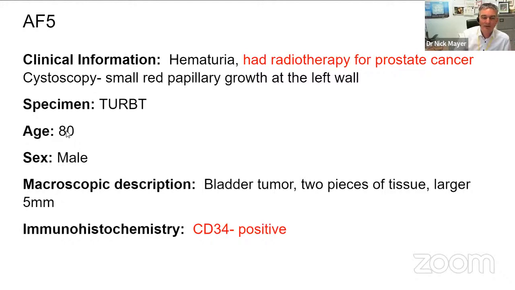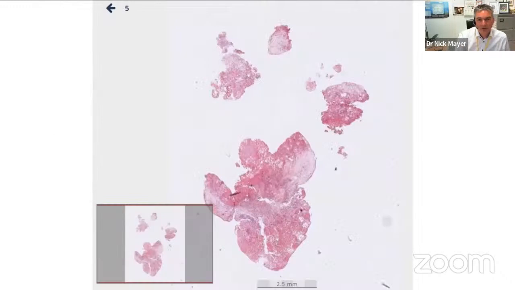The patient was an 80-year-old male, and importantly had previous radiotherapy for prostate cancer. And we were told, although we weren't given the immunoscan slide, that the area of interest is CD34 positive. So this is the low power of the scan slide. Most of the action is in this larger fragment.